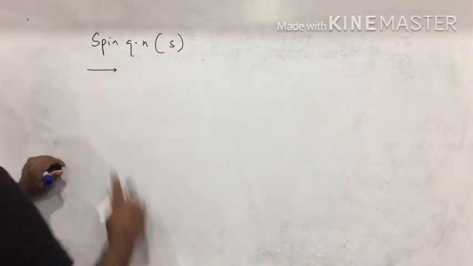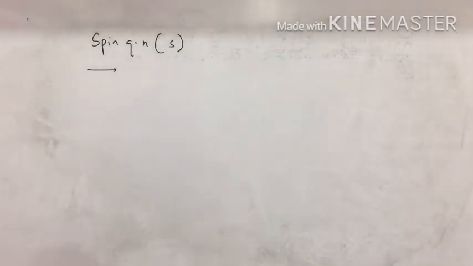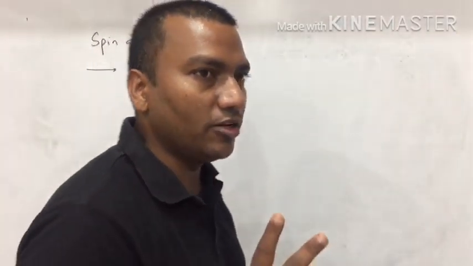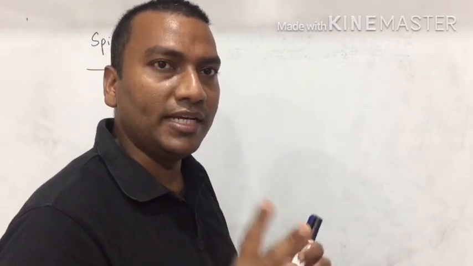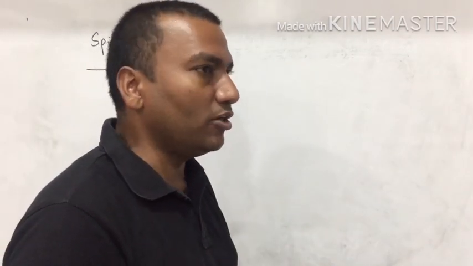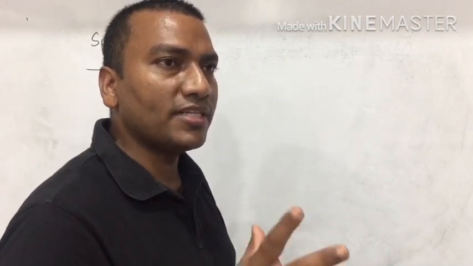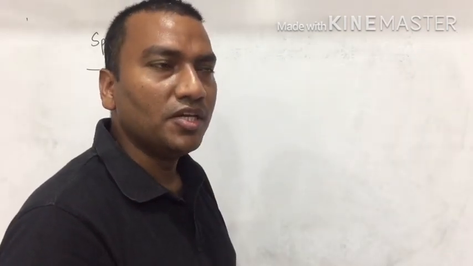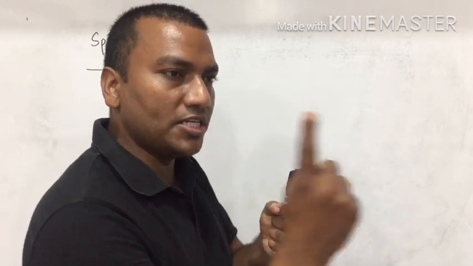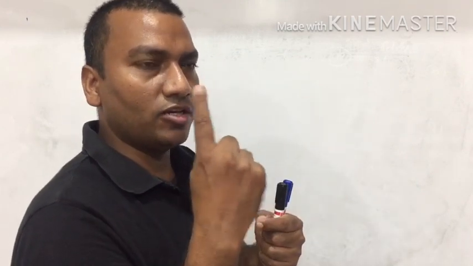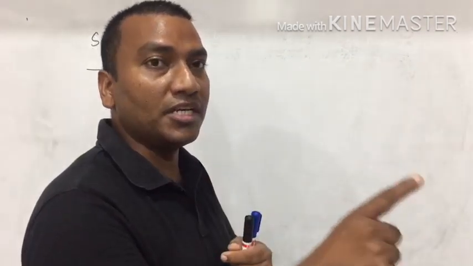So spin quantum number explains what? It explains that each orbital contains how many electrons? Each orbital contains 2 electrons, any orbital. So when the electrons are revolving around the nucleus, out of these 2 electrons, one electron is moving in clockwise direction and another electron is moving in anti-clockwise direction.